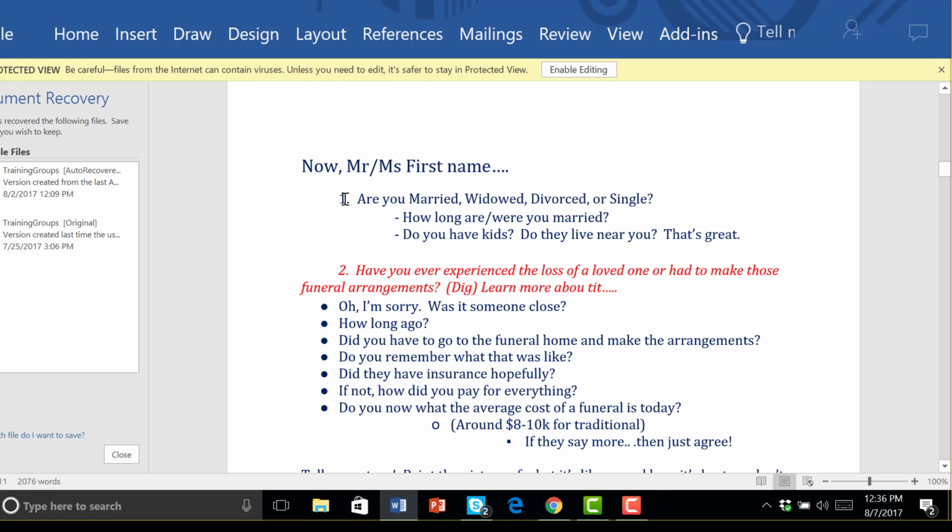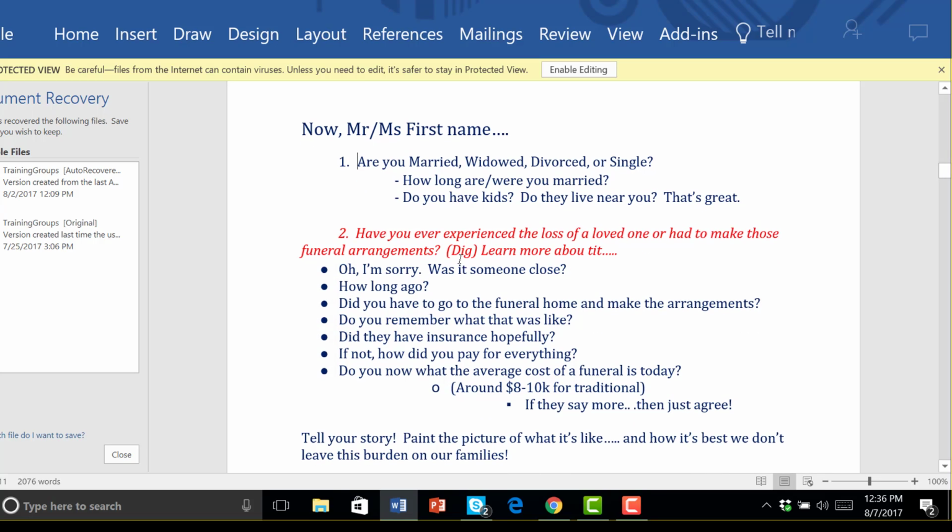If they say, well, I'm divorced. Oh, okay. How long have you been divorced? How long were you married? Do you have any children from there? Dig a little bit. Oh, that's great. Next thing you're going to do is say, have you ever experienced the loss of a loved one or had to make those funeral arrangements? And then dig from that.